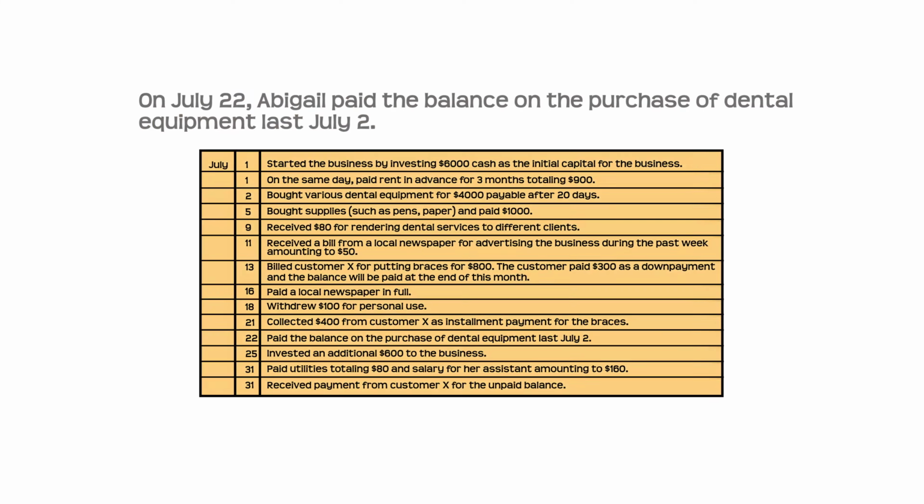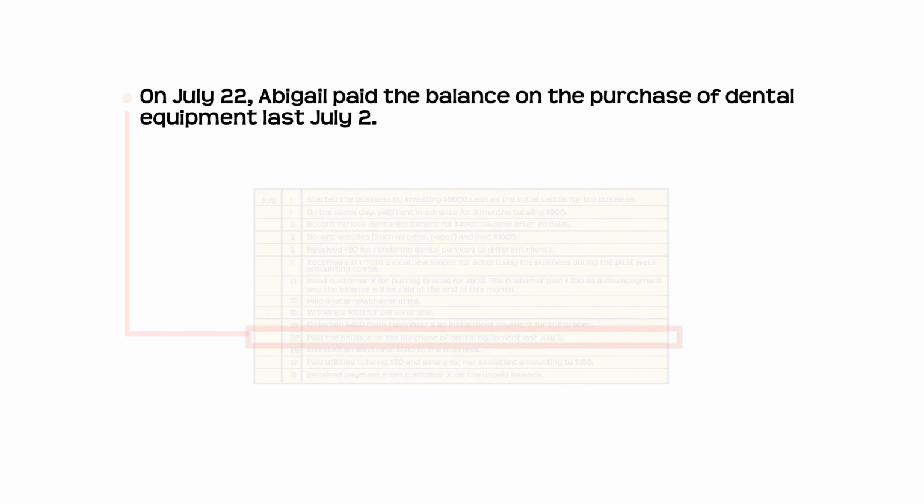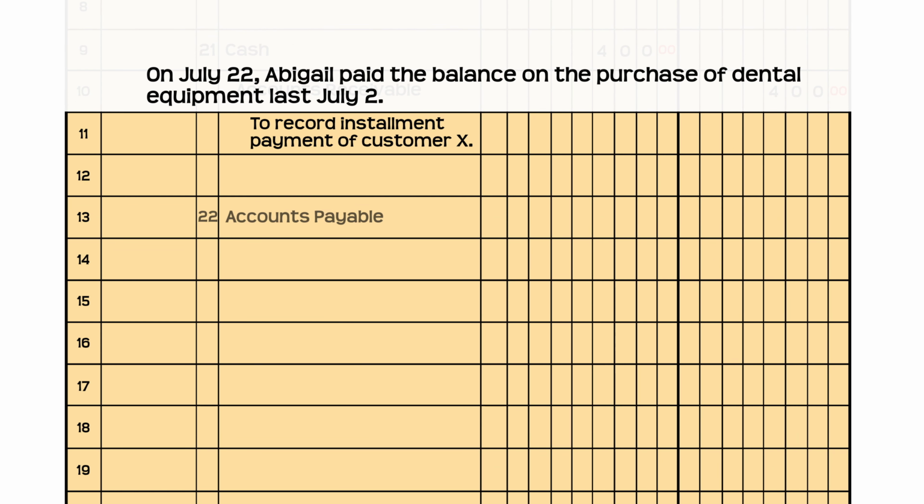On July 22, Abigail paid the balance on the purchase of dental equipment last July 2. In this case, to reduce the liability, accounts payable is debited, and to reduce the amount of cash, the cash account is credited for $6,000.